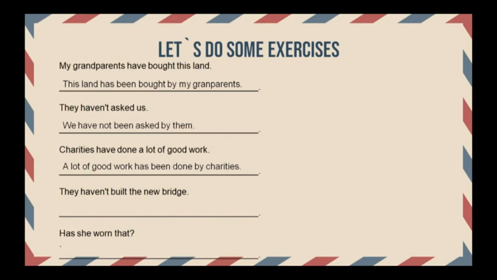Okay, next one, they haven't built the new bridge. They is a subject, haven't built is a verb in the present perfect, and the new bridge is an object, so the new bridge will be the subject of the passive sentence. Then the passive is: the new bridge has not been built by them.